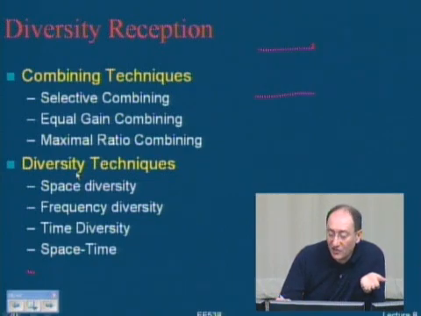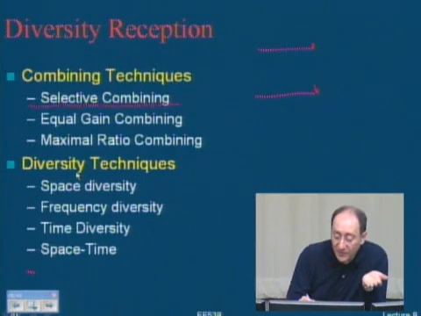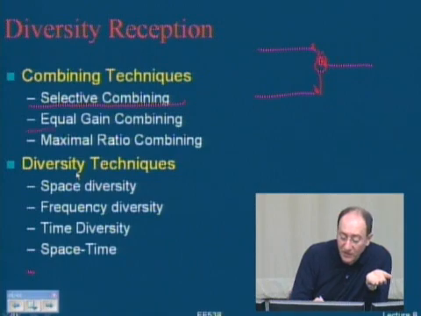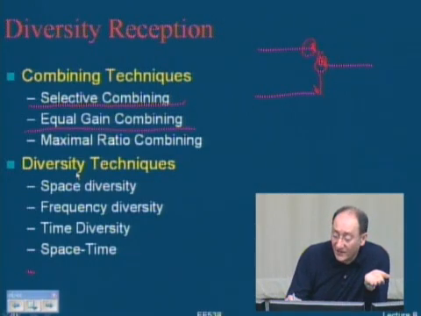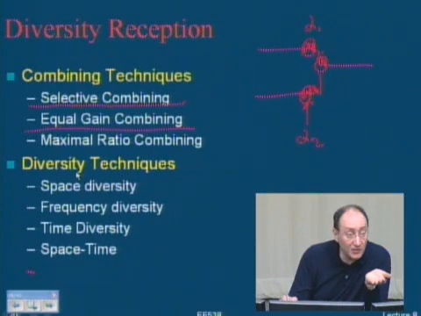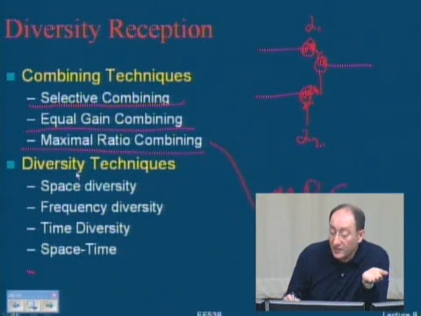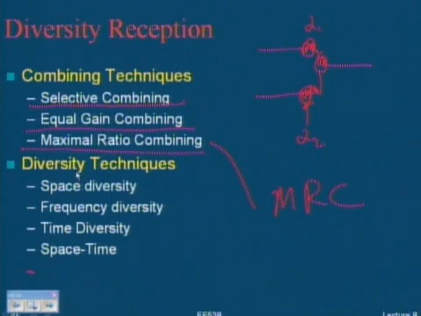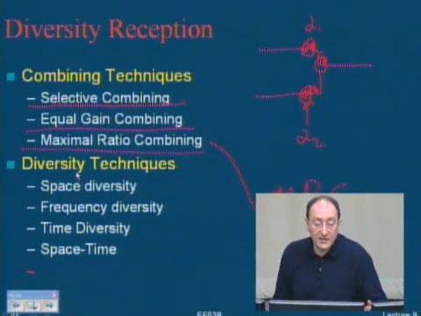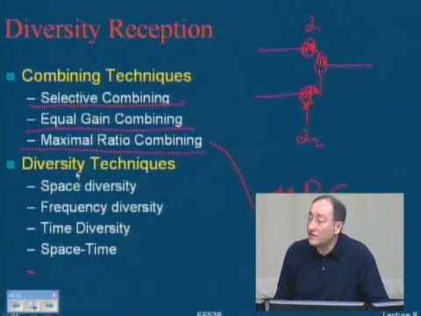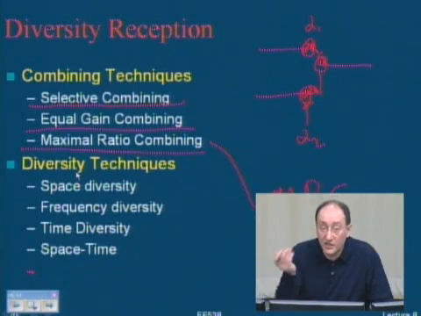If I select the strongest, it is selective combining. If I just add them together and then process that, it is equal gain combining. If I multiply this with α1, multiply this with α2, and then add them together, it's called maximal ratio combining. Maximal ratio combining is like a matched filter, the optimum receiver. Okay? This is the basic definitions of any sort of diversity, and these terminologies we will now get into in more detail.